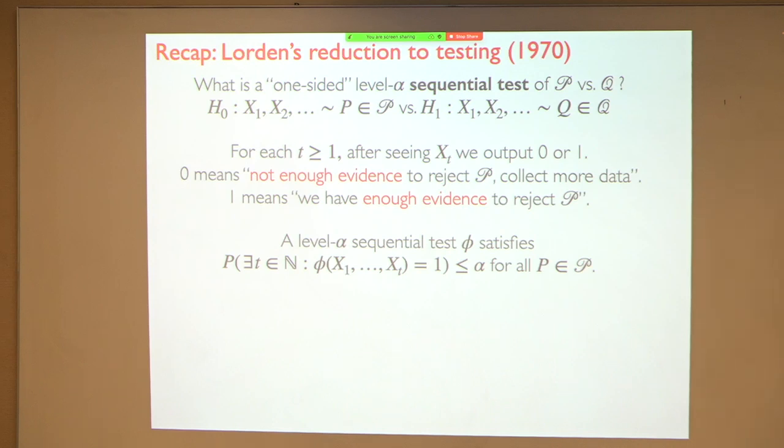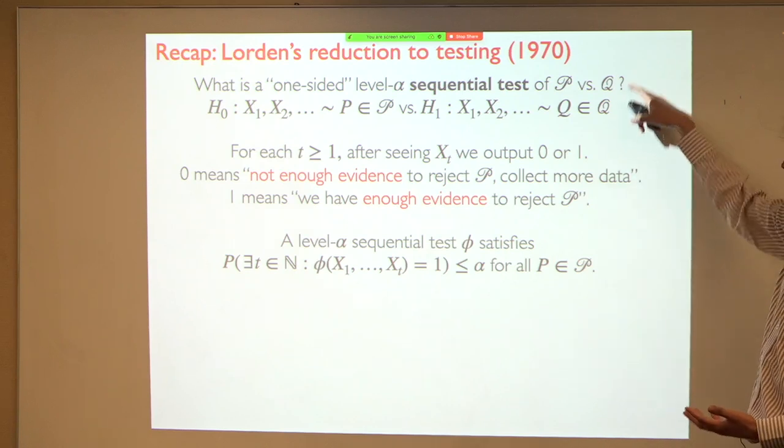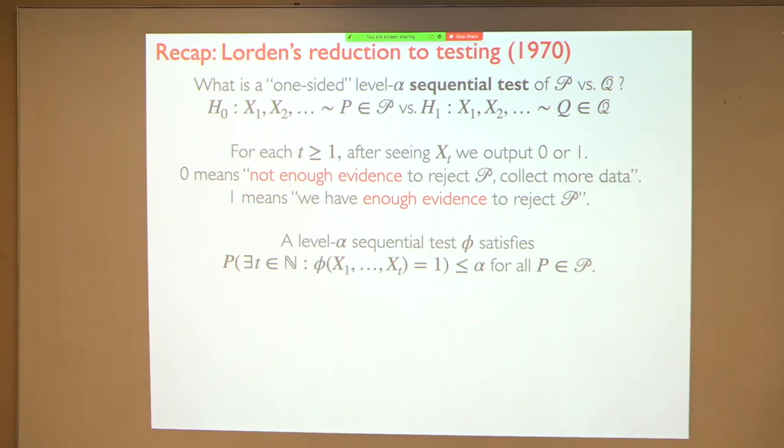So what he said was, for each t, after seeing xt, we are going to output a 0 or a 1. 0 means there's not enough evidence to reject P, and 1 means we have enough evidence to reject P. A level alpha sequential test means that if the null is true for any P in script P, the probability that you ever stop and reject the null is at most alpha. We constructed a lot of sequential tests in the first lecture using e-processes, but in his case he just says, assume I have a level alpha sequential test for this problem.